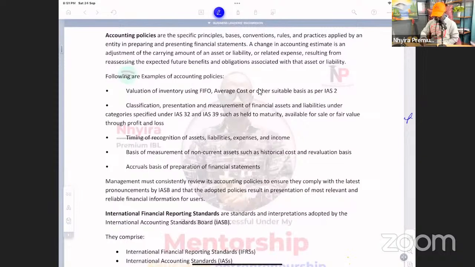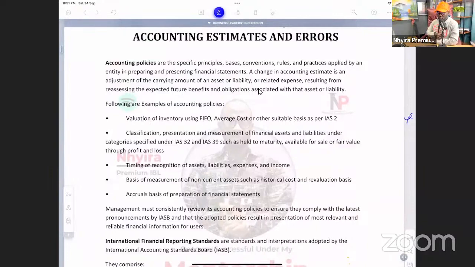So accounting policies. We just want to dive deeper and provide you with some other issues generally. These are the basic principles, policies, conventions, rules and practices applied in the preparation of financial statements. Now, the following are some examples of accounting policies. So valuation of inventory. That's an accounting policy. You can value inventories using either the FIFO method or the simple average method or any other suitable method as per the IAS 2. Remember, LIFO is forbidden. It's not acceptable in line with IAS 2. So FIFO, the simple average method, or sometimes the weighted average method.